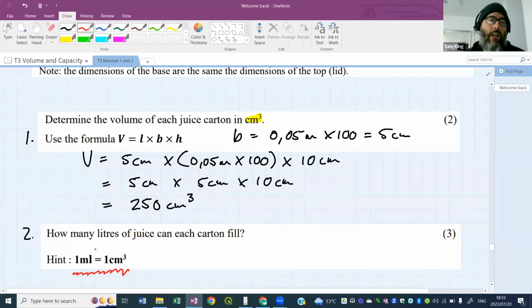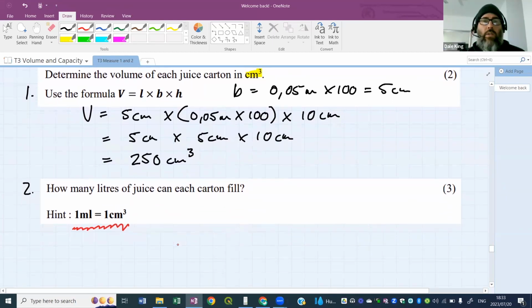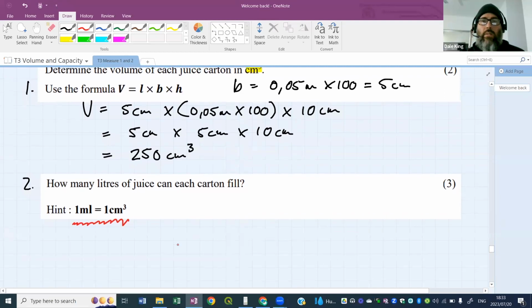They say hint. That's so cheeky, you know, hint. They have to give it to you. It's not a hint. You have to give it to me. So there it is. 1 centimeter cubed is equal to 1 milliliter. So how many liters do we have in each carton? You guys can do that, and then we're going to check. When you're done, let me know.